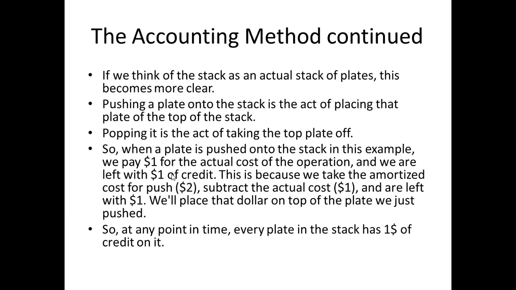So what is the meaning of this? For the pushing operation, it costs $1. That is the actual cost. When you consider the amortized cost of the pushing operation, that is $2. So 2 minus 1 is $1. That is a credit.